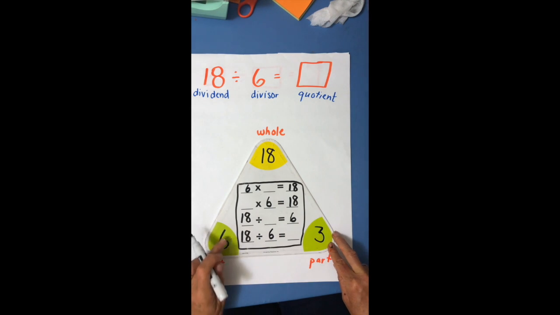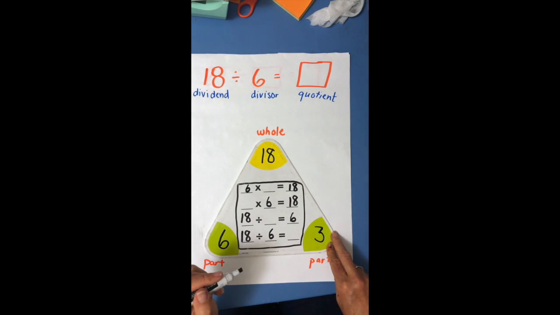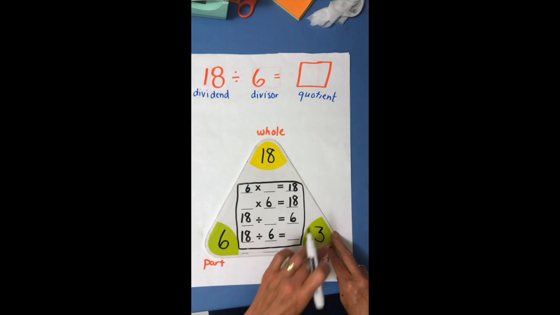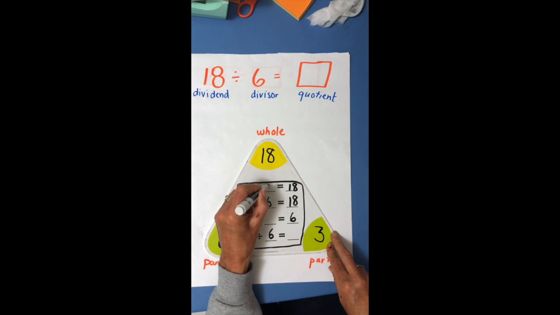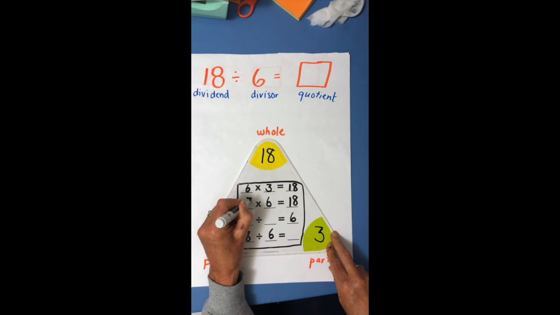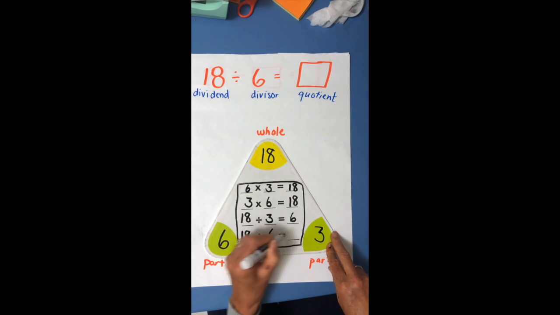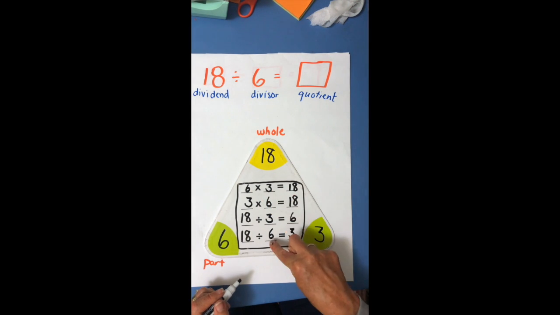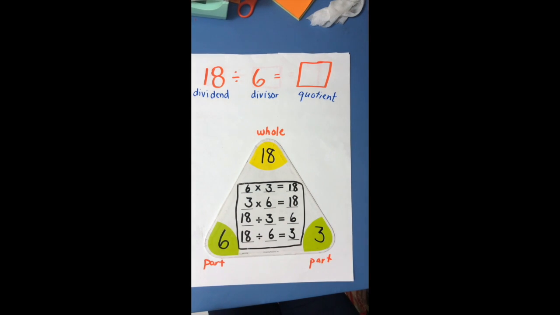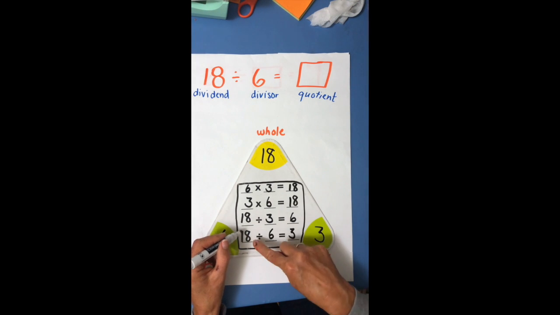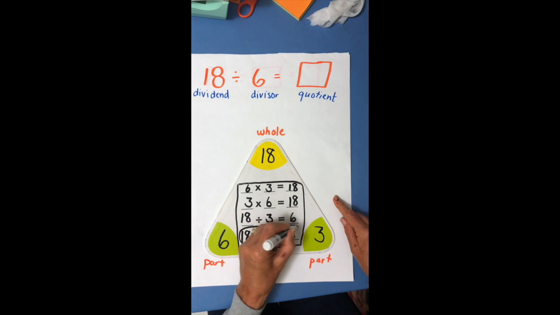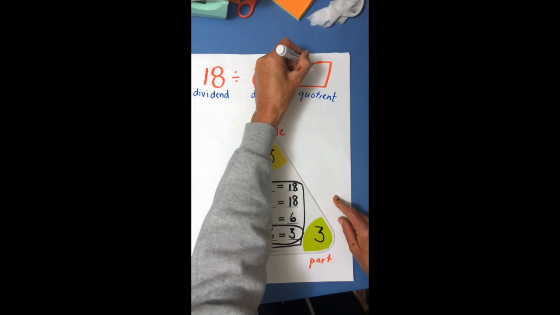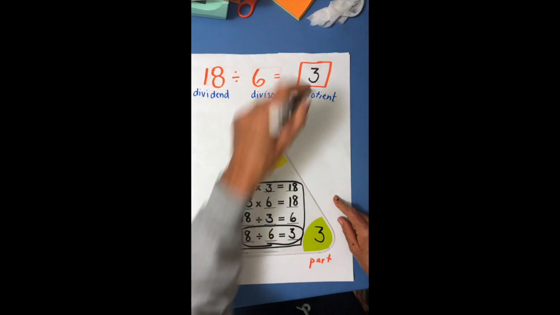So now I have 1, 2, 3 members of my family. And in here, I can only use those 3 members. So I know this has to be a 3, this has to be a 3, this has to be a 3, this has to be a 3. You can see in each one there's a 6, in each one there's a 3, and in each one there's an 18. Now all I have to do is look for this problem. Oh, it looks like it's 18 divided by 6. It's right here. So the answer is 3.